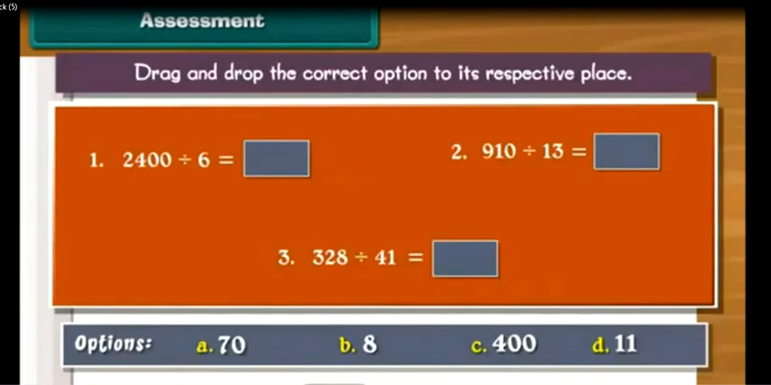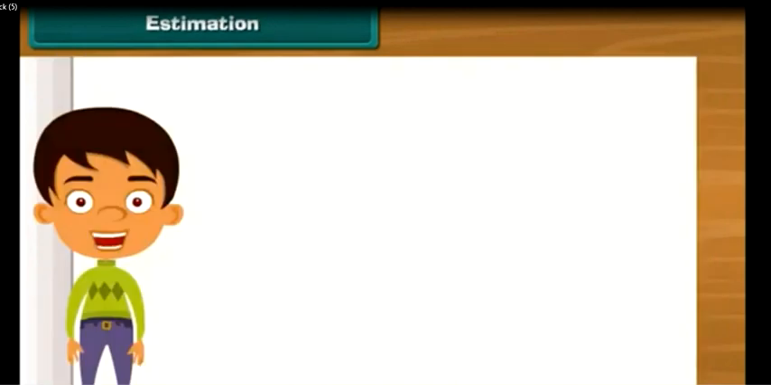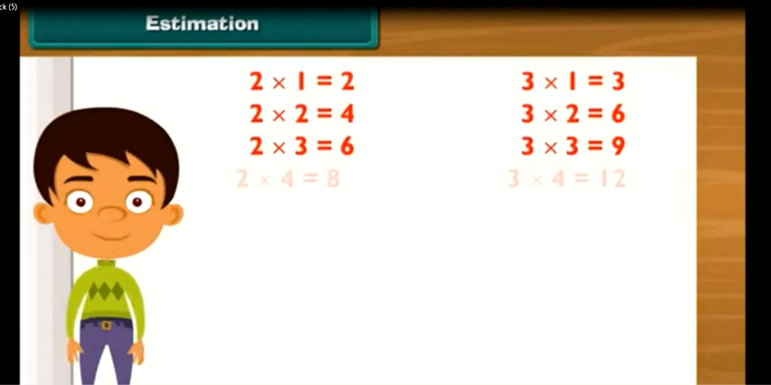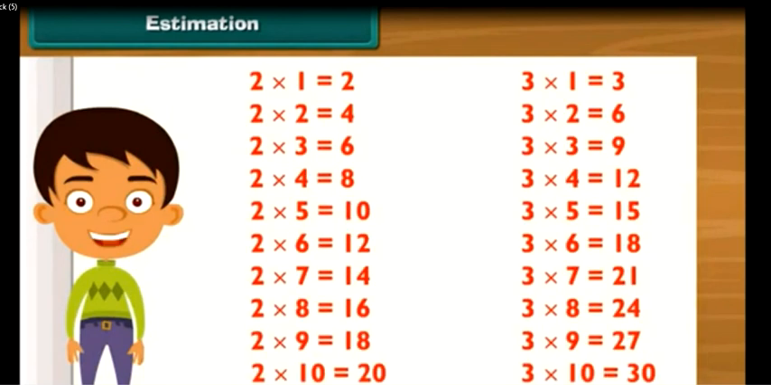Self-assessment. Drag and drop the correct option to its respective place. Estimation. Which is that number that falls between 5 and 10 and is divisible by both 2 and 3? Recall the tables of 2 and 3. What is the number that comes between both 2 and 3? That number is 6. And 6 falls between 5 and 10. So we can say that 6 is the number that can be divided by both 2 and 3.